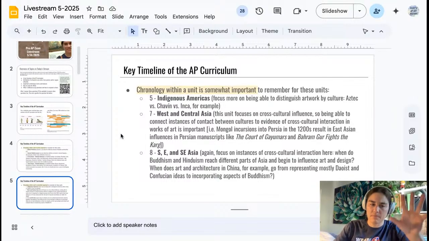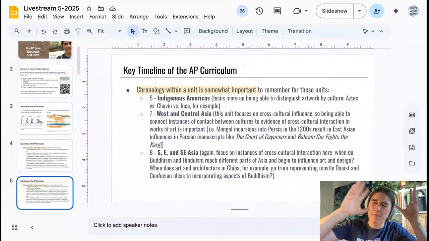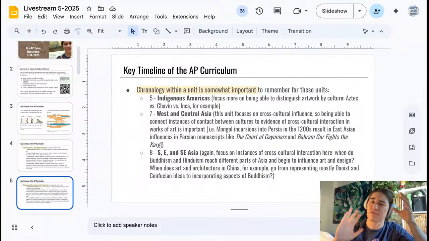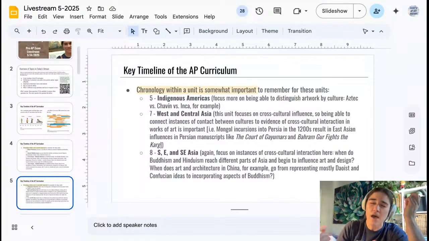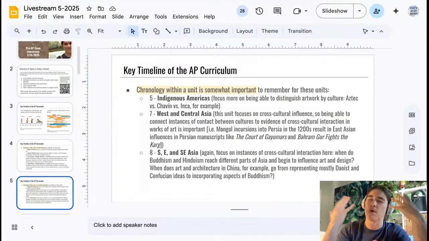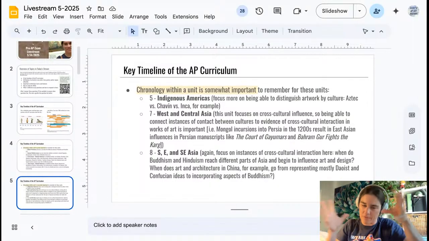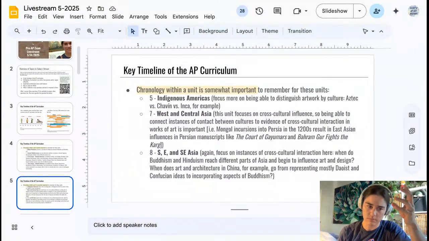So again, when it comes to understanding each of these units, I would focus less on being bogged down by little details like remembering discrete numbers, like dates and so on, and think about the forest rather than the individual trees, right? How are these things connecting together, right?